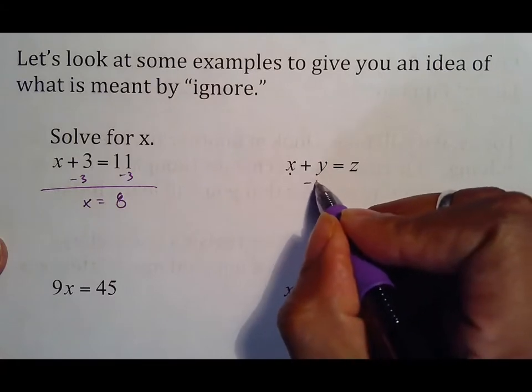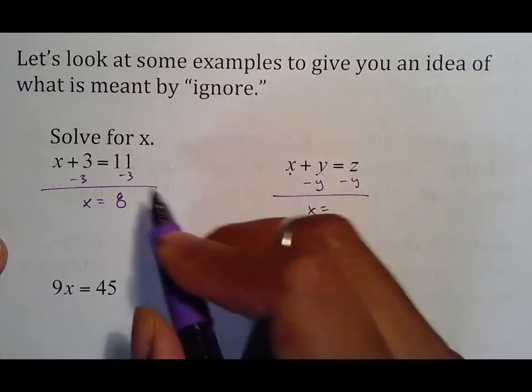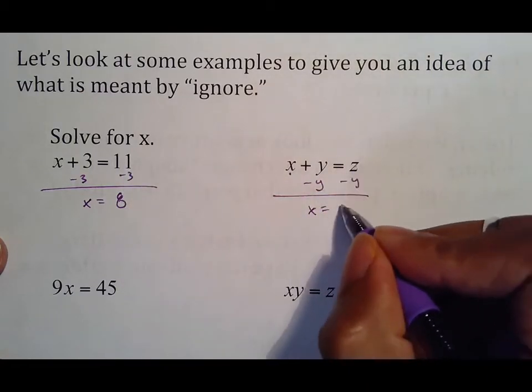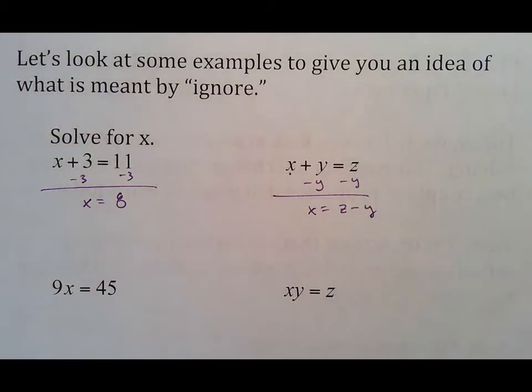I move the y by using its opposite just like I did with the 3. The difference is 11 and 3 go together, z and y do not. You would just write z minus y because I can't simplify that anymore because those are not like terms and you cannot combine them. That's it. That's all you have to do.